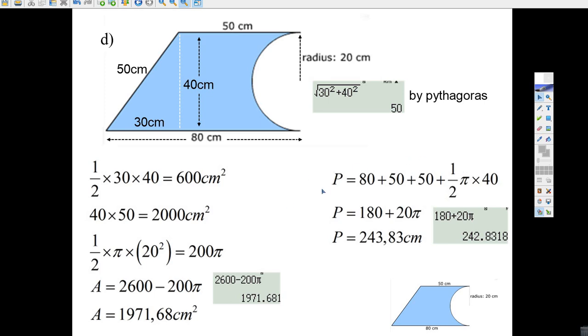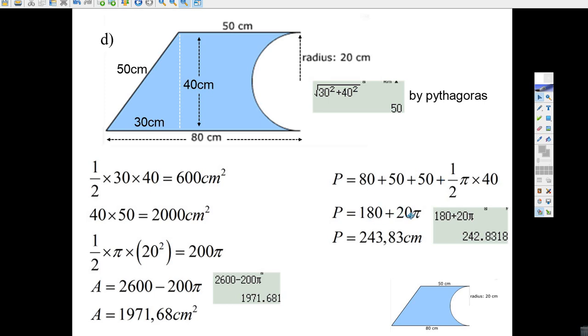Let's look at the perimeter first, the distance around the outside. Well, the easiest thing is just start adding 80 plus 50 plus 50, and then half a circle. Well, pi times diameter is the distance around a circle, and the diameter is 40. So half of pi times diameter, that's the distance around the half circle. Well, there it is. You just put that in your calculator. 1/2 pi times 40, that's 20 pi.